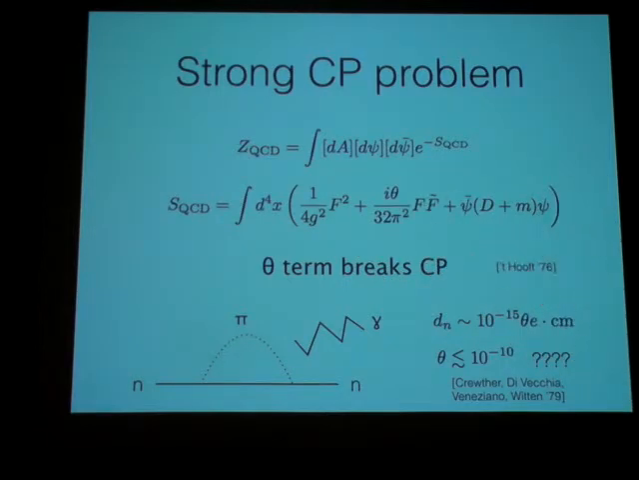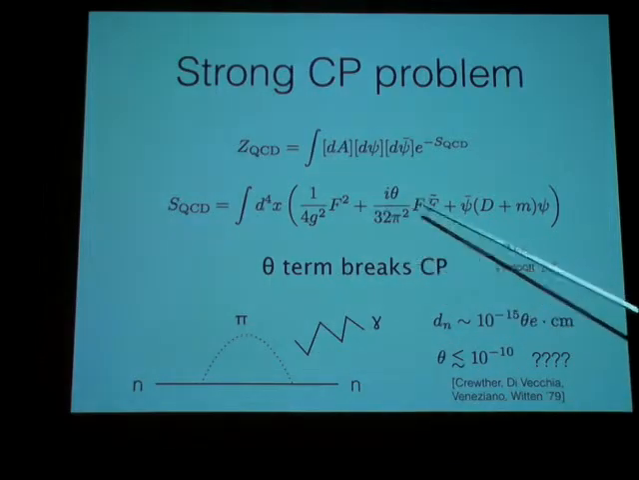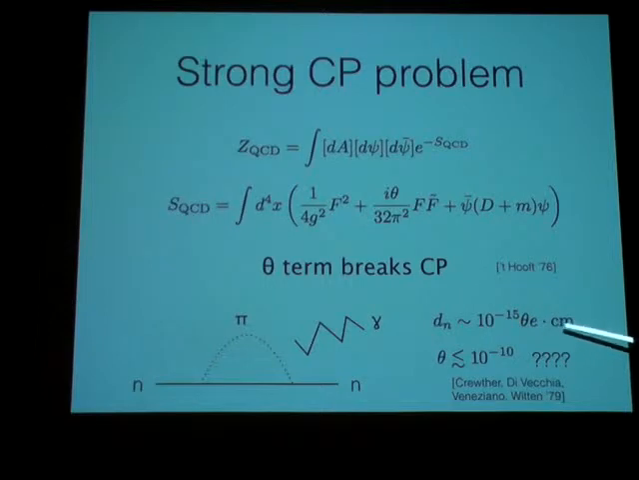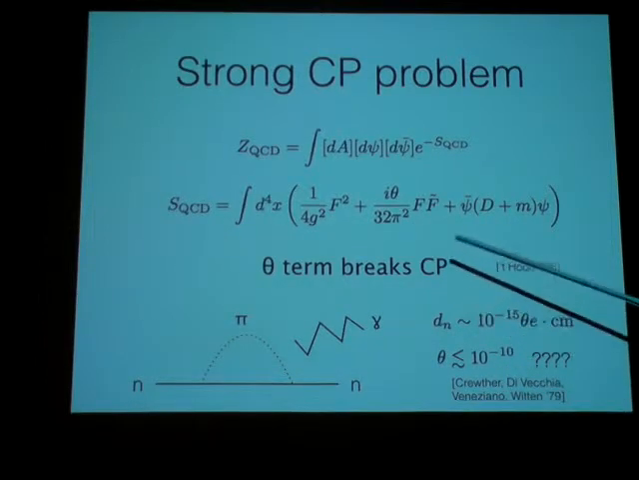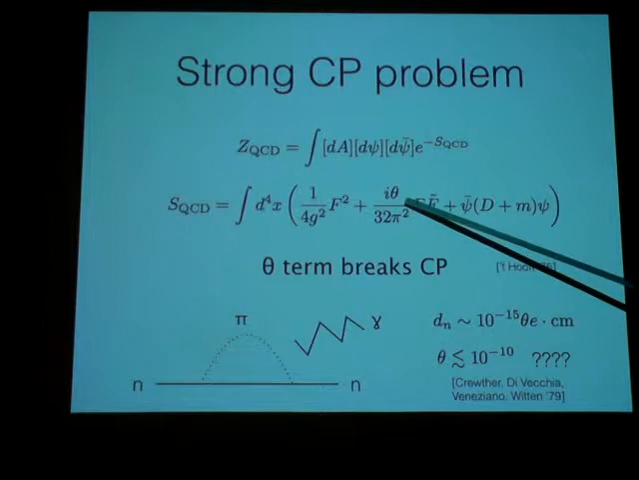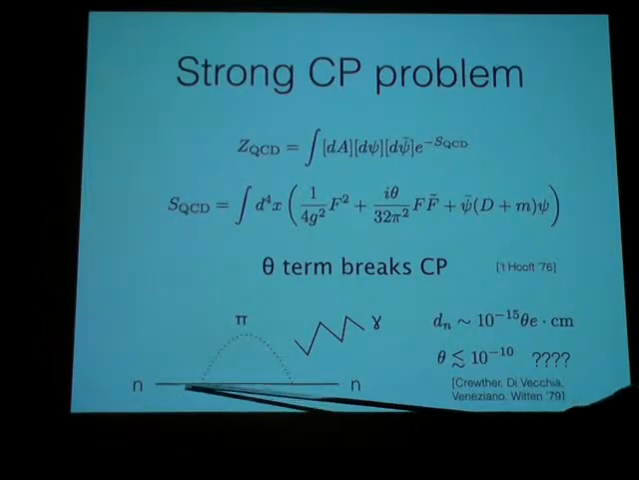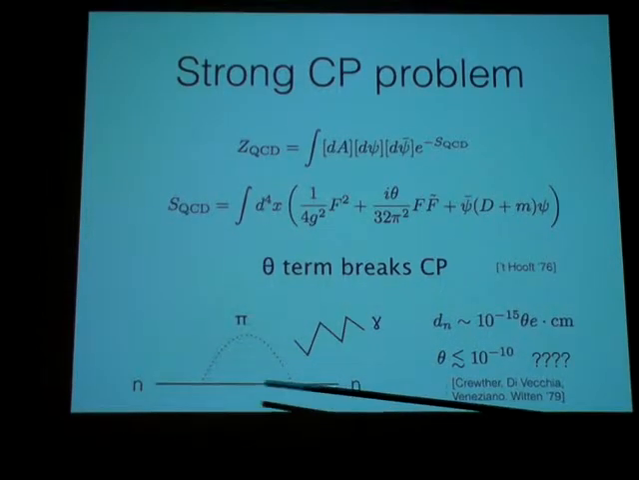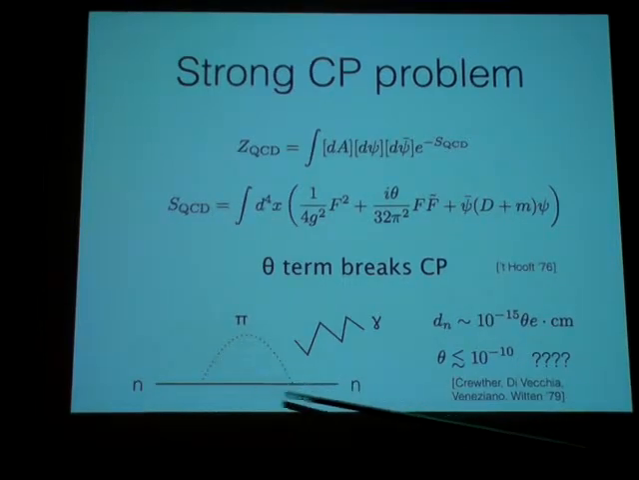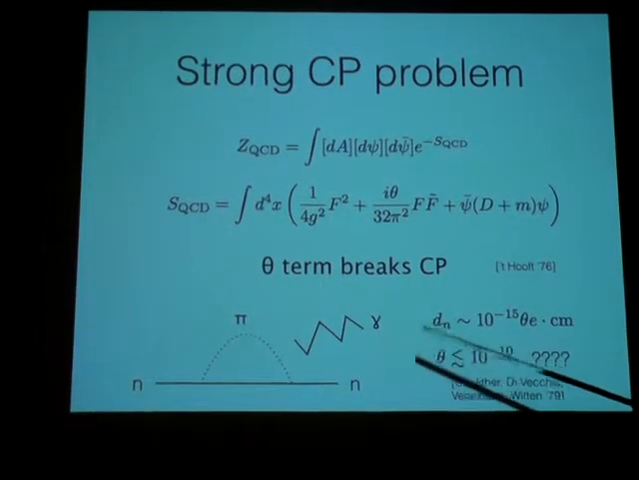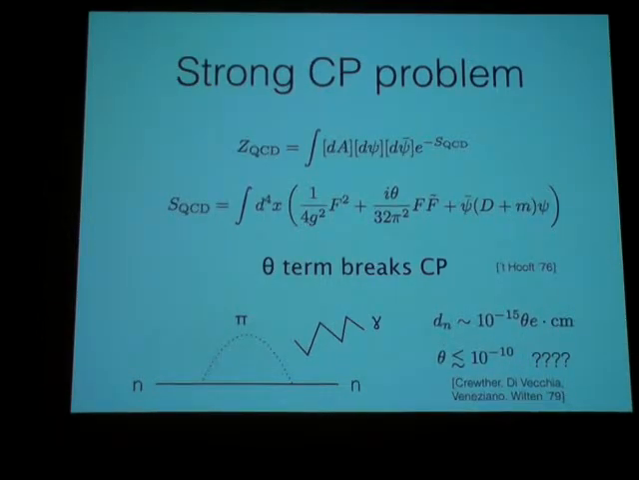As I said, theta breaks CP, and that was actually noticed by 't Hooft. How large the breaking is was calculated in 79 by those famous people. It turns out that the neutron EDM coming from this theta term is 10 to the minus 15 theta e centimeter. Compared with the experimental upper bound, theta is less than 10 to the minus 10. The way to calculate it is that if you have a non-zero theta term, a CP violating interaction between nucleon, nucleon and pion appears. Usually we have gamma 5 sandwiched, but with theta we have no gamma 5 in the interaction, and that gives you a neutron EDM at the one loop level. So this is a way to calculate the neutron EDM.